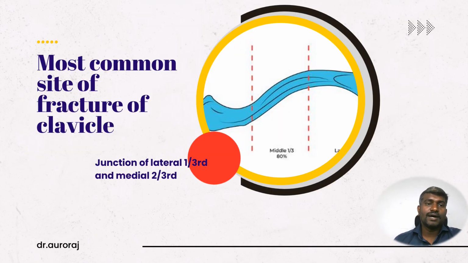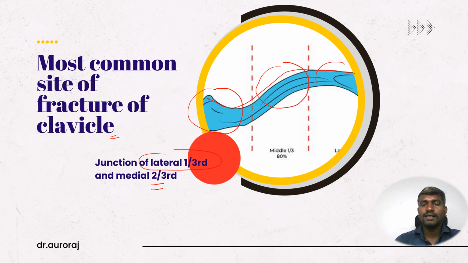Let's go. Now, the most common site of fracture of clavicle is going to be at the junction of the lateral 1/3 and medial 2/3. Remember, your clavicle starts from here and goes towards the sternum. So this is going to be the medial part, this is the middle part, and this is the lateral. So the most common fracture is at the lateral 1/3 and medial 2/3. Remember, this is going to be very important.